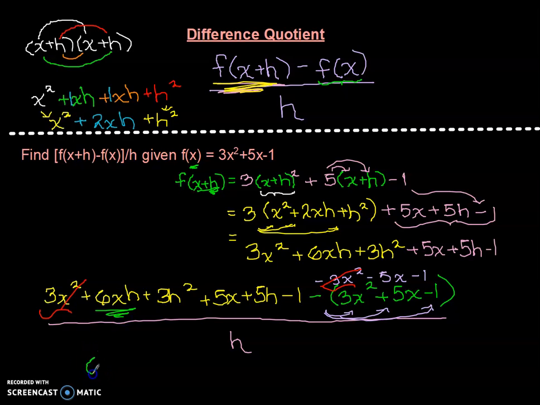I have 6xh. Nothing combines with that. Bring that down. The 3h squared, I don't see anything for that one as well. Bring it down. And then I have positive 5x, negative 5x. So that's gone. Bring down the 5h, nothing's happening there. And afterwards I have -1 and -1, which gives me -2, all over, ooh, sorry, I warned you about the straight lines though, over h.